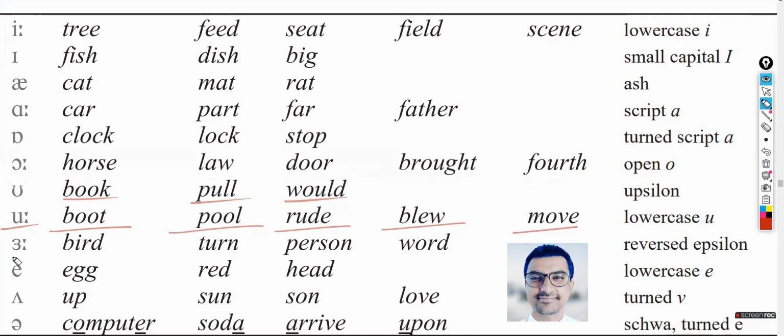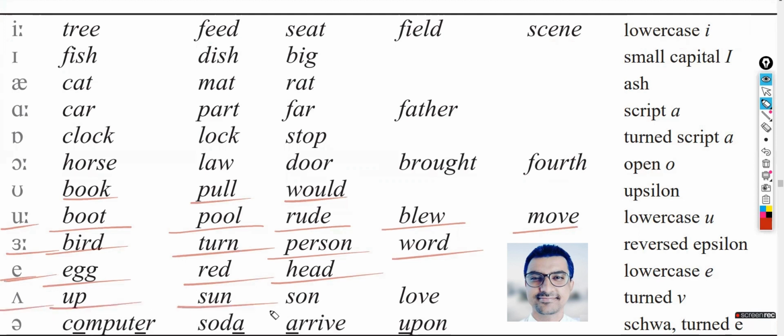Got it. This is /ɜː/: bird, turn, person, word. This one is /e/: egg, red, hat. Got it? This is /ʌ/: up, sun, love.